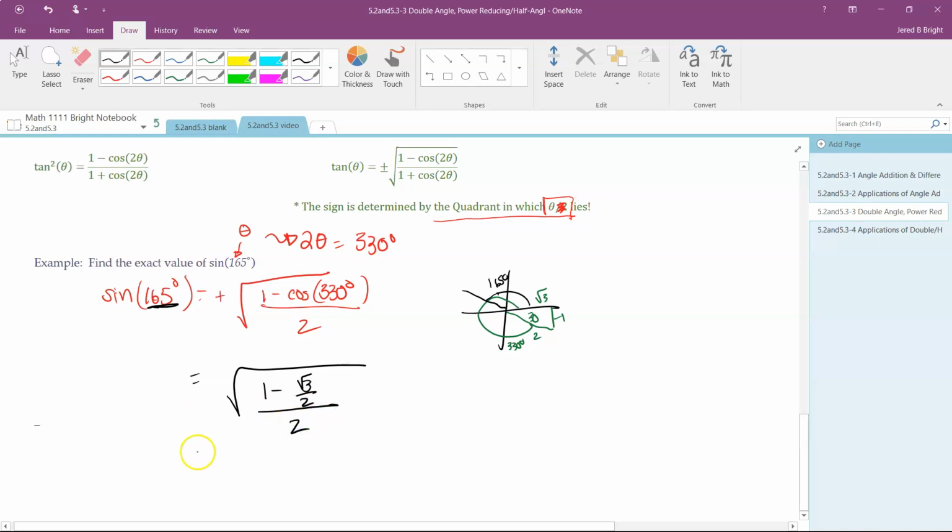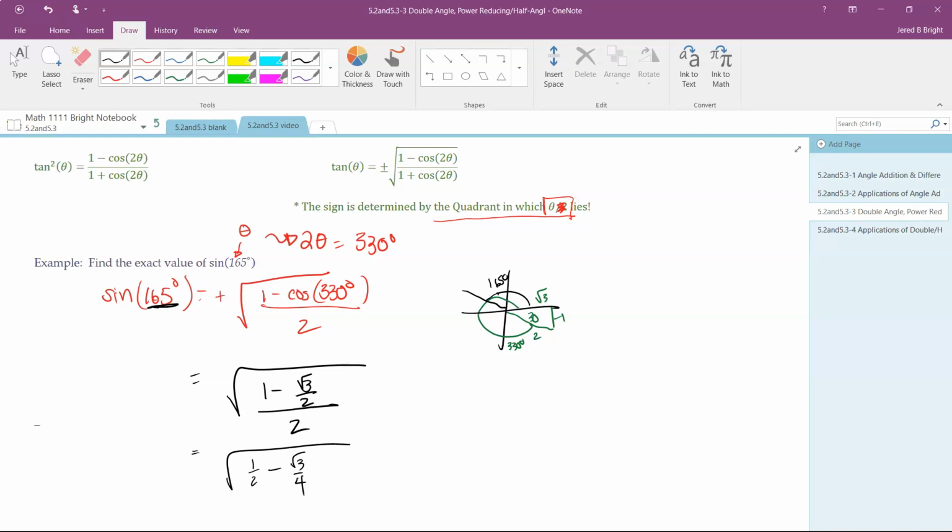I can simplify it further if I want. I can write this as the square root of, let's just make it nice and simple, 1/2 minus root 3 over 4, and that's another way of expressing the same thing that we found in the previous video, which was for tangent, I'm sorry. This would be the sine of that same angle.